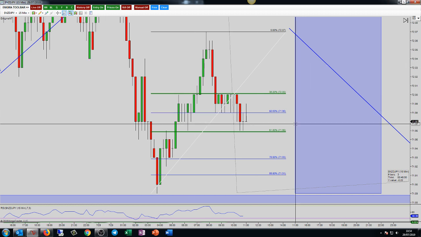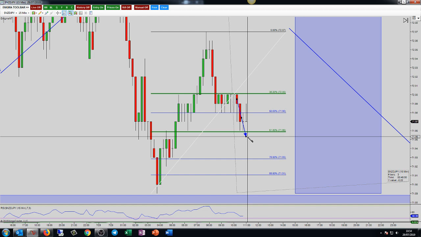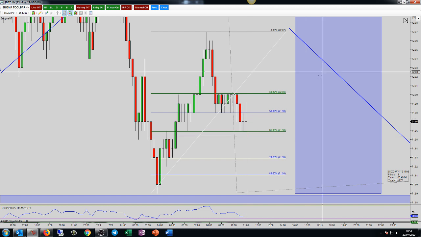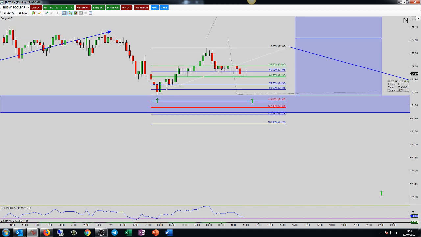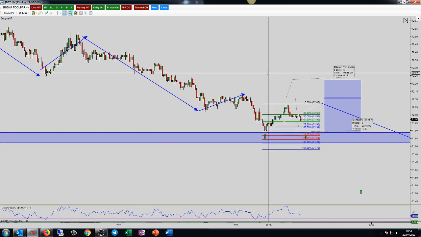So if you want to be cautious, simply wait to see if price pushes lower and does hit that 61.8. That's my recommendation, and that's what I'm going to do. Just going to wait and see if we push lower.